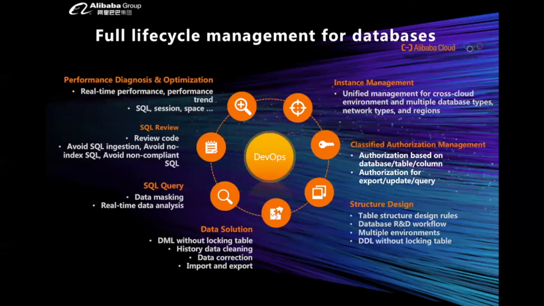So essentially with DMS, we are able to provide a full lifecycle management for all of your databases on Alibaba Cloud. So the key functionalities cover the following aspects: performance diagnostics and optimization, SQL review, right? Review the code, review the SQL embedded in code to make sure of the stability of your databases in production. To optimize SQL queries, to enable data masking, to enable real-time data analysis through DMS, and many more functionalities. So given the time constraint, we don't have to go through each of these functions, but just wanted to give you guys an overview.